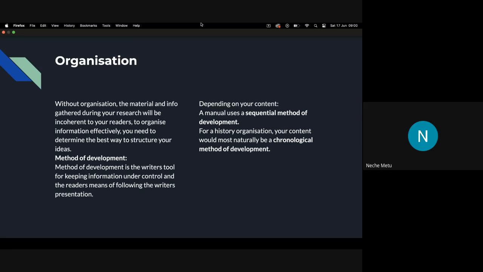And then when you're writing about history, things that have to do with history, the method of development is the chronological method of development, because it dates back to this, it dates back to AD, BC, before Christ and all that. So can we move to the next?